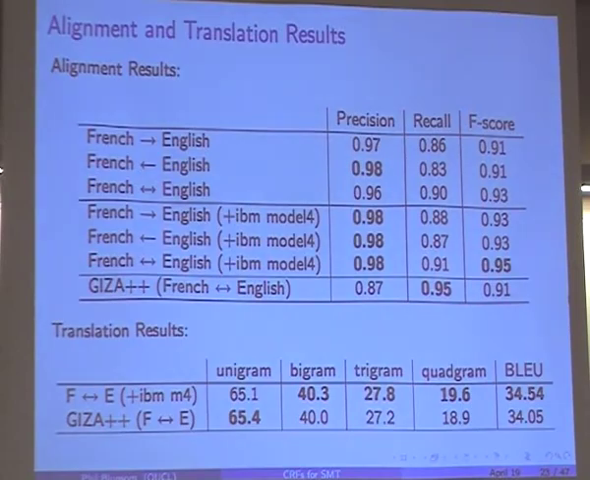Okay, so that's basically the results of using these models. So we can definitely get more precise alignments, and we can make some improvements to translation quality.